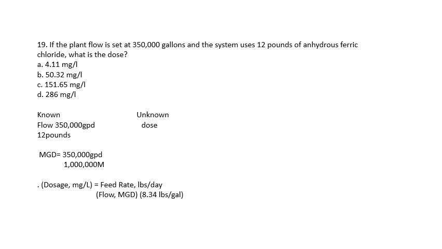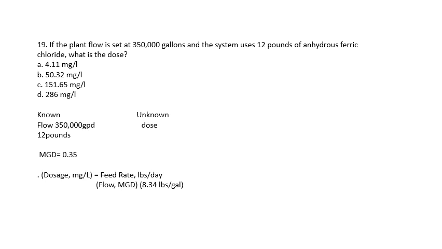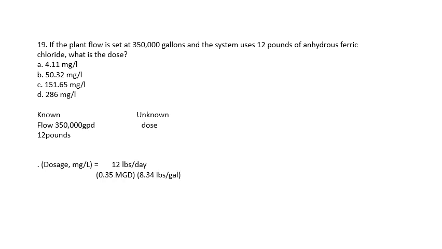First, we need to convert our 350,000 gallons per day to MGD. So we're going to divide the 350,000 by 1 million. That gives you 0.35 MGD. So now we can plug everything into our formula. So 12 pounds a day divided by 0.35 million gallons a day times 8.34. It's going to give you a dosage of 4.109, and that will round to 4.11.